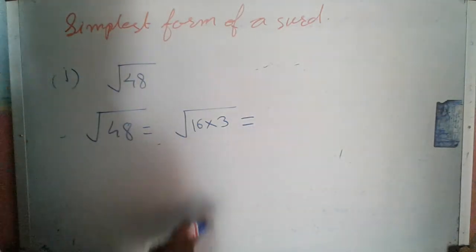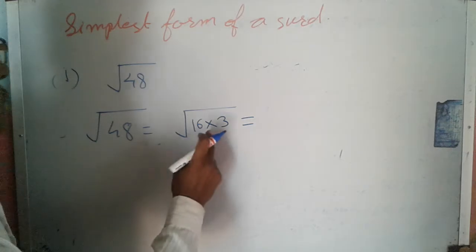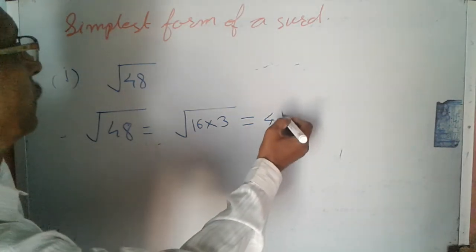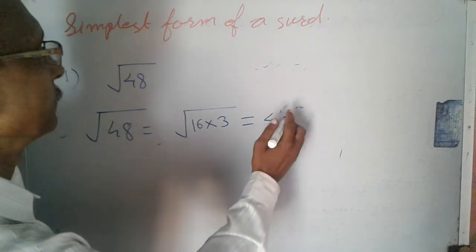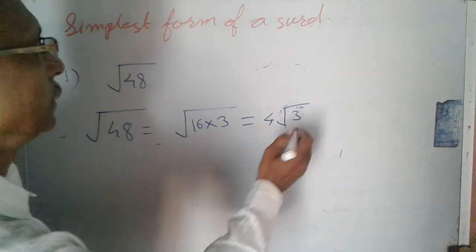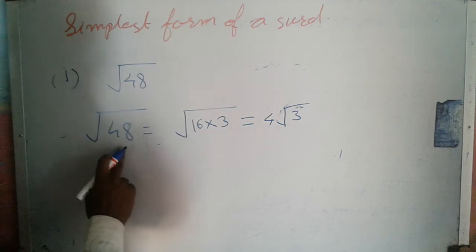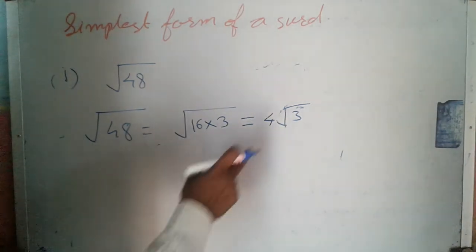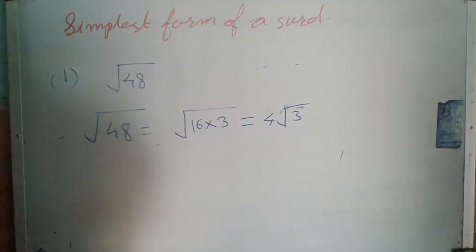Now take the square root of 16. Square root of 16 is 4. And here remains root 3. So this is the simplest form of this. This value and this value are equal. This is called the simplest form of the surd.